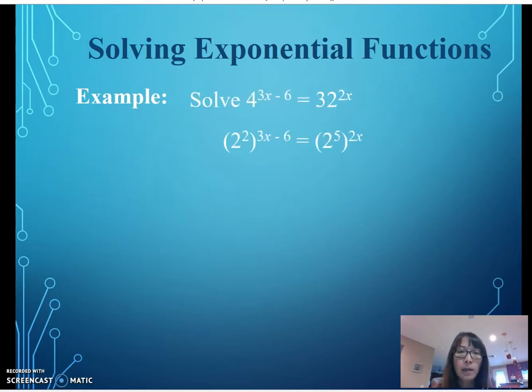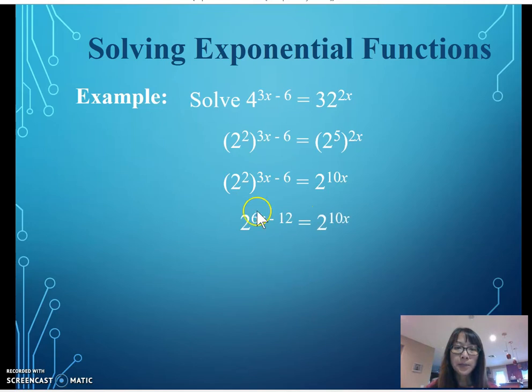Okay, so let's look at one more example. It's 4 to the 3x minus 6 equals 32 to the power 2x. So the key to this problem is to rewrite both the left and the right-hand side so the bases are the same. Since 4 is 2 squared, we'd write 2 to the power 2 times 3x minus 6, and then do the same trick on the right-hand side.